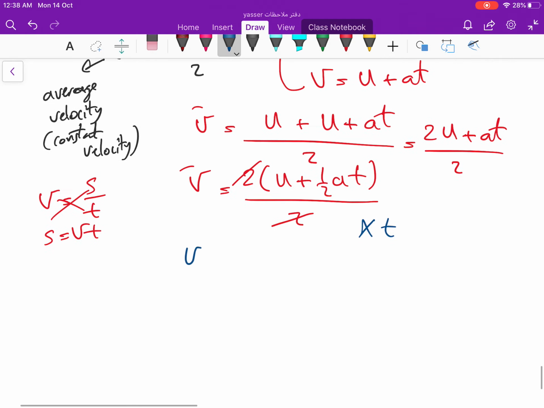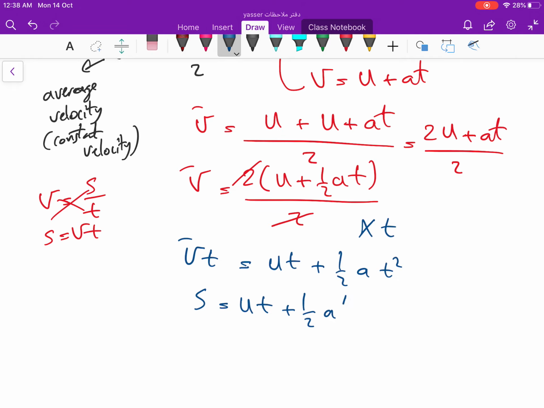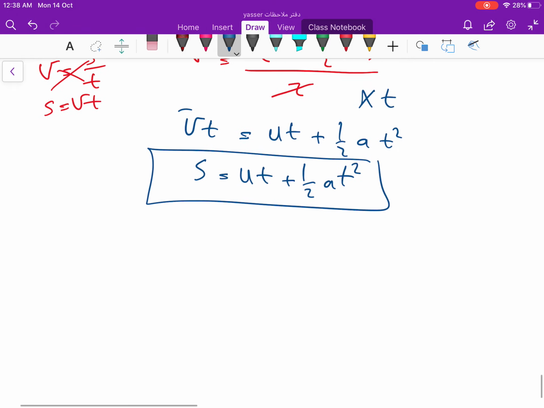What we will have, v dash t equals, I'm going to multiply t by the brackets, so we will have ut plus half at by t will give us t squared. V dash t is equal to, since v dash is the average velocity and we said it's a constant velocity, so constant velocity by time will give us displacement. So displacement is equal to ut plus half at squared. Okay, guys, so here is the second equation of motion.